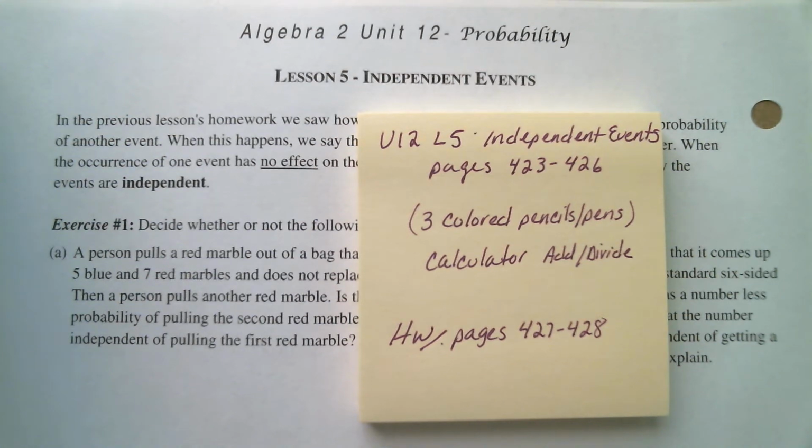Today we're on Unit 12, Lesson 5, Independent Events. We'll be covering pages 423 to 426. I'll be using 3 colored pens, and you do want to have a calculator handy for adding and dividing. And your homework pages are page 427 and 428.